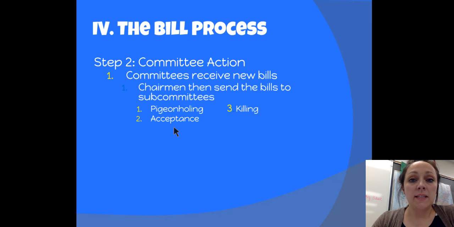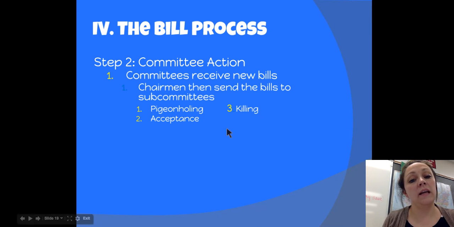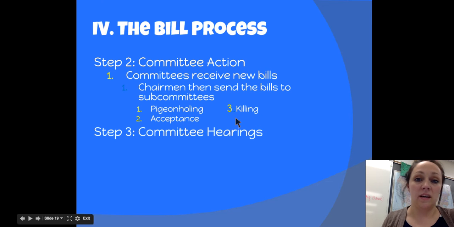Once the subcommittees get the bill, they have three options. They can either pigeonhole the bill, which means to just let it sit there indefinitely until it dies. They can accept the bill, which means they approve it, and then they would send it back out of the committee, or they can kill the bill. And if they decide to kill the bill, that bill dies in committee and it doesn't go any further.